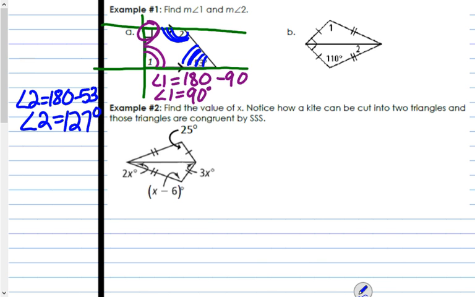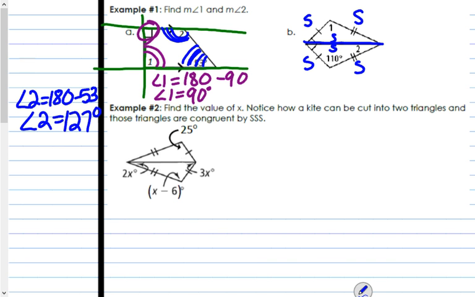So letter B, that is not a trapezoid, that's indeed a kite. And you can see that this diagonal cut the kite into two congruent triangles. I know they're congruent because I have a side congruent to a side congruent to a side, and then they share a side. So these two triangles are congruent by side, side, side.